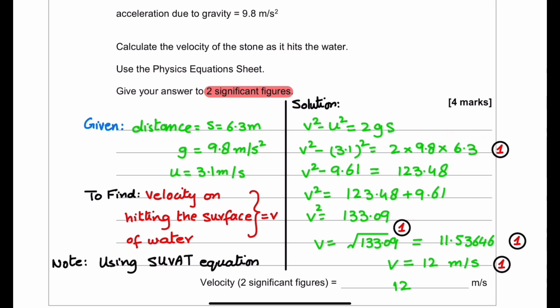With the help of the calculator, we can see here v square is equal to 133.09. We need to take the square root on both sides. We will get the value of v, that is 11.53646 meter per second. The demand of the question is up to two significant figures. So the first two significant figures are 1, 1. Therefore, we need to round up our value because this digit is 5, which is greater than 4. Therefore, the value of v will become 12 meter per second.